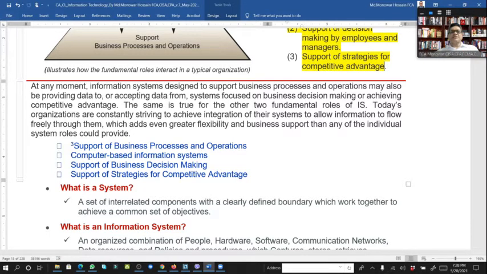Today's organization is changing day by day, so we have to be very careful in doing the job or operation within the system. This adds greater flexibility, and for business support, any individual system role could be provided: support of business process and operation, computer-based information system support of business decision making, and support to strategic and competitive advantages.